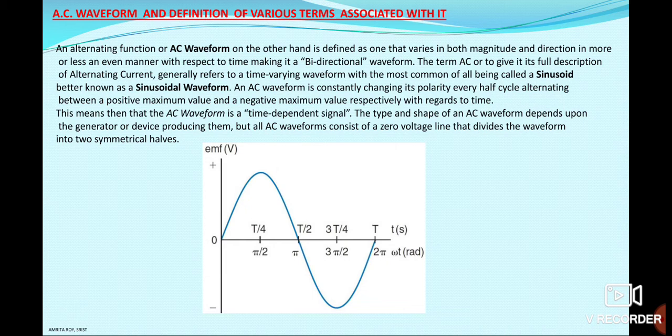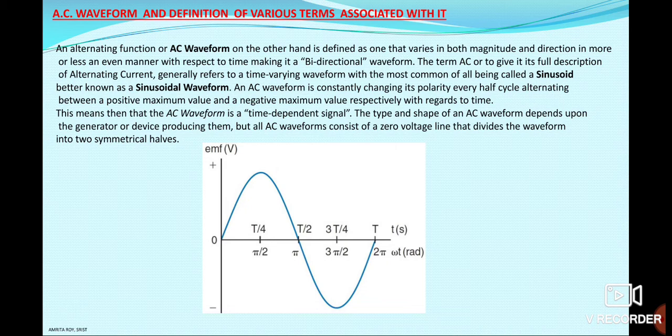Similarly, what is a cycle? A complete cycle is one where the alternating quantity completes both the positive and negative half cycles. That will complete one cycle. Now, frequency. The number of cycles per second is considered as frequency, and the unit of frequency is called hertz.